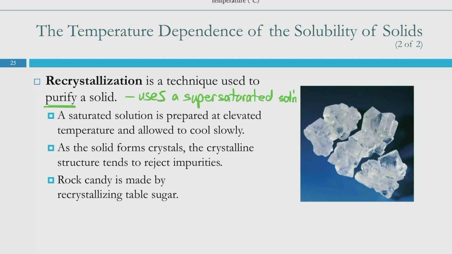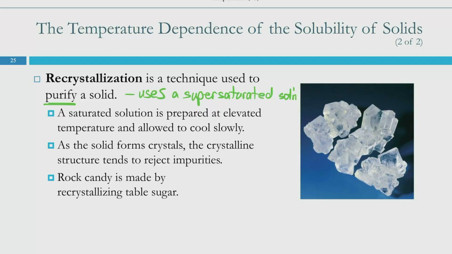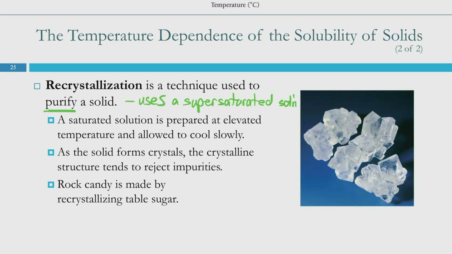Since solubility increases, we're preparing a saturated solution at an elevated temperature, and then usually allowing that to cool slowly. If you do it too quickly, if you cool it down too fast, you don't get a nice crystal formation. It collapses out, it crashes out of solution too quickly, and you don't get nice looking crystals. If you do it slowly enough, the solid forms these crystals, and that tends to reject impurities. You can make rock candy at home safely by recrystallizing table sugar.